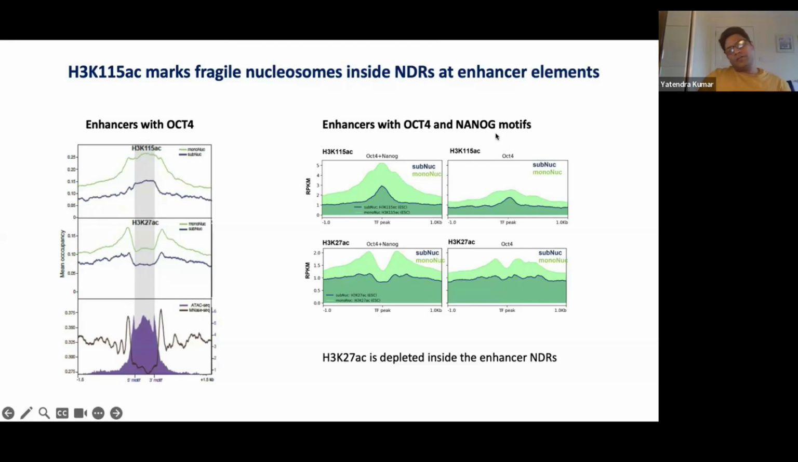Similarly, for OCT4 and Nanog motifs, when they are present in the same enhancer or present alone, the enhancers with OCT4 alone have much lower signal for K115 acetylation compared to the doubly occupied enhancers. And K27 acetyl always shows this dip. So enhancer NDRs are depleted of the K27 acetyl mark, but they are enriched with the K115 acetyl mark.